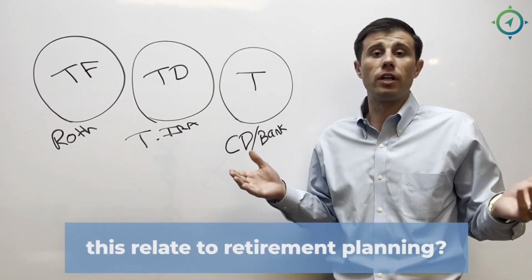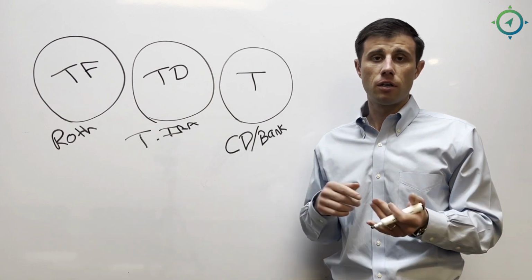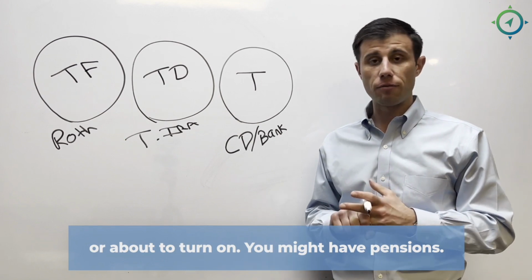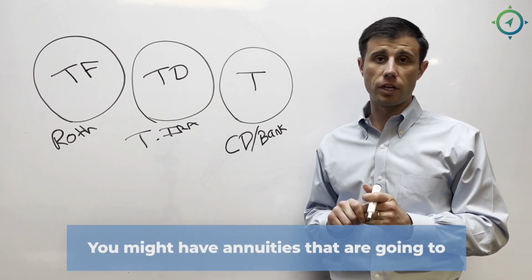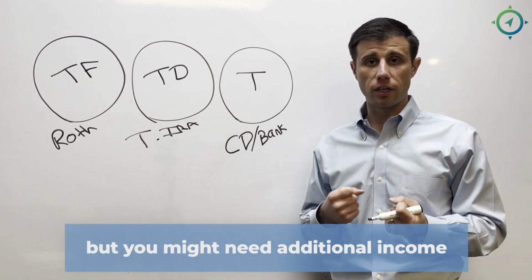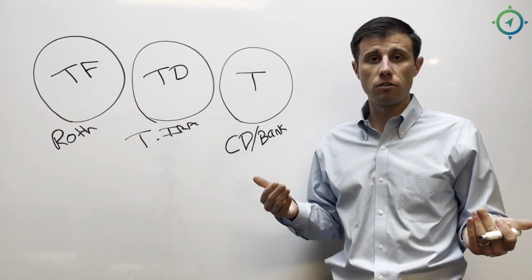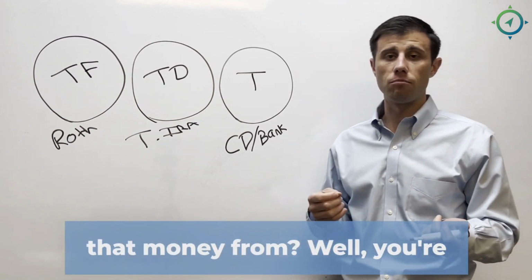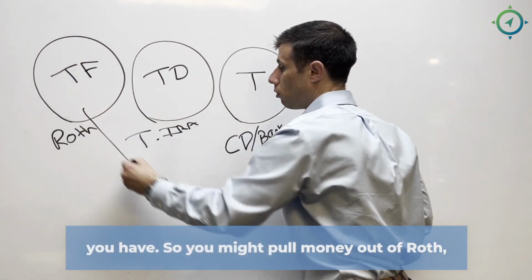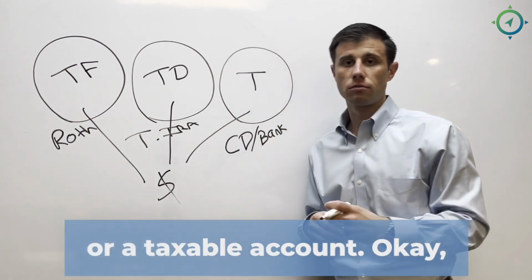Okay, so how does this relate to retirement planning? Well, when you enter into retirement, you might have Social Security turned on or about to turn on. You might have pensions. You might have annuities that are going to turn on and pay you income. But you might need additional income to align with your standard of living, your lifestyle. Okay, so where are you going to get that money from? Well, you're going to probably pull it from one of these three accounts that you have. So you might pull money out of Roth, a traditional IRA, or a taxable account.